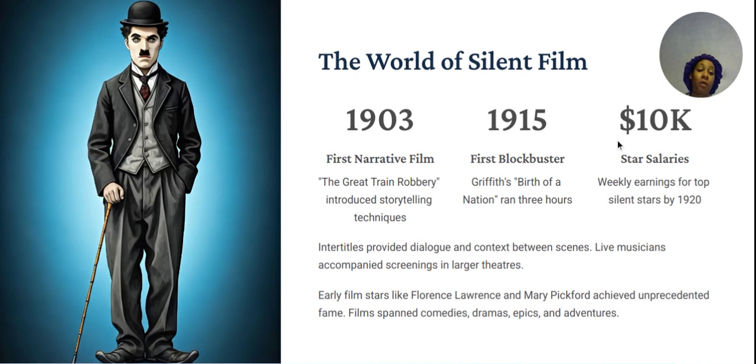But in cinemas, they had people playing the piano while the film was played, because it's a silent film, so you won't be able to hear anything, and no one's really talking in the film. And the first blockbuster is called Birth of a Nation by D.W. Griffith, and it ran for about 3 hours.